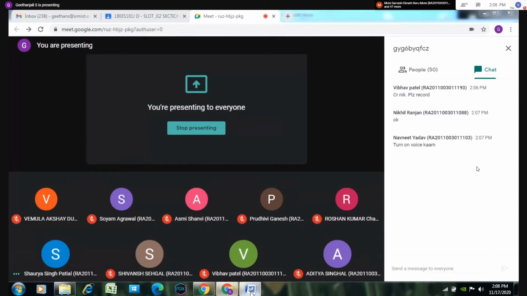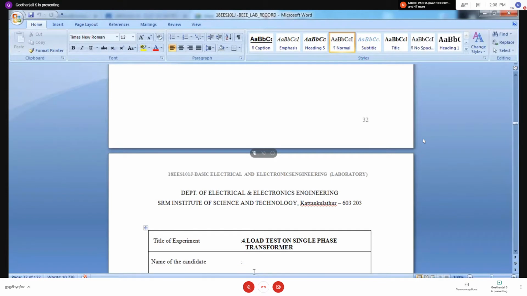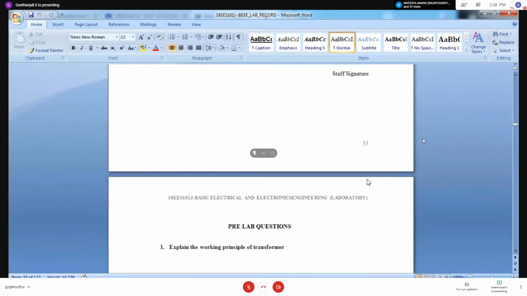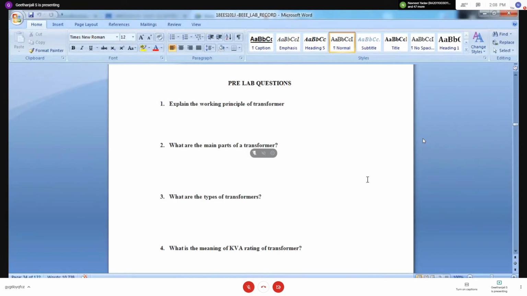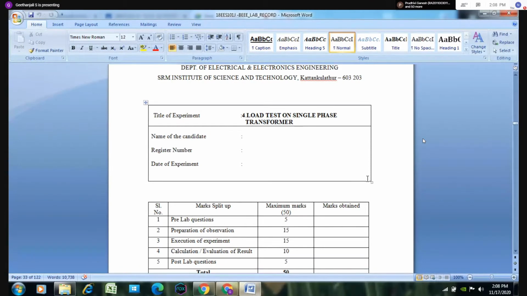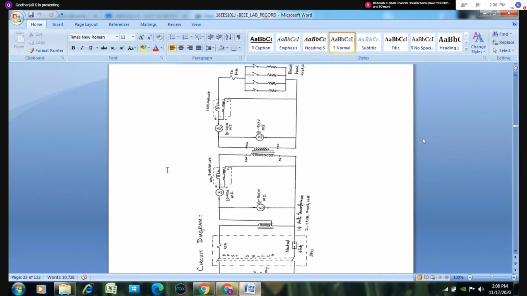See, today we are going to do the fourth experiment. All of you go through the diagram, go through the material. Already I posted the lab manual in the GCR. Go through the fourth experiment, load test on single phase transformer. Go through the material, especially the circuit diagram.